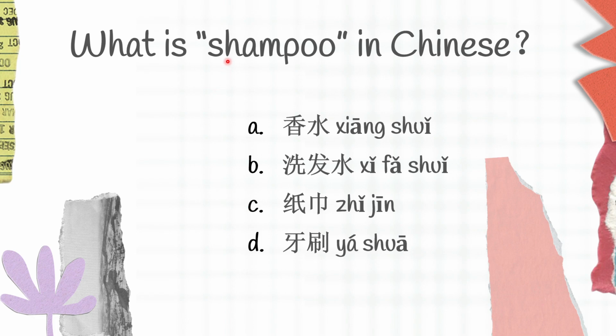What is shampoo in Chinese? We have A. 香水, B. 洗发水, C. 纸巾, D. 牙刷. So which one of them is the right answer? 香水 is perfume, 洗发水 is shampoo, 纸巾 is tissue, and 牙刷 is toothbrush. So the right answer for this question is B. 洗发水.